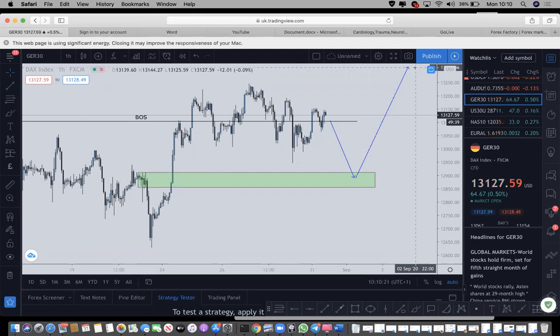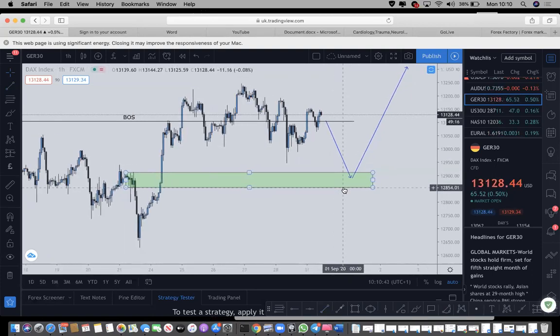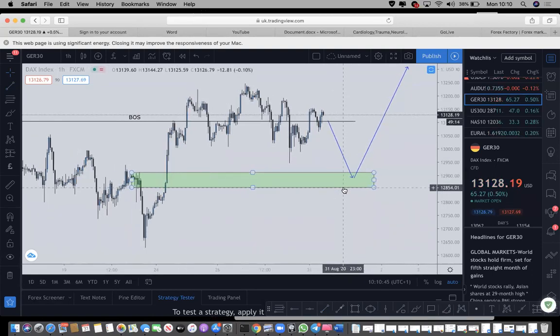Does that make sense, Phil? Sorry, DI. This is the only setup I'm looking at on DAX. Is there anybody on the call who's going to make a suggestion on DAX? Feel free to talk.